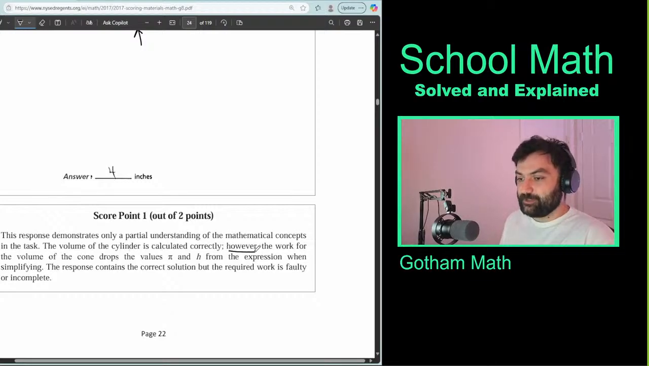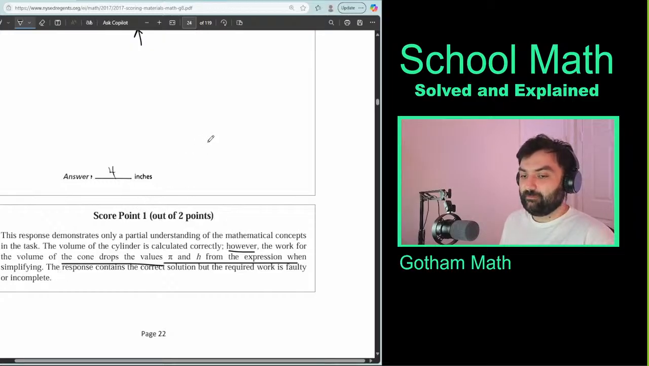However, okay, let's read the however. However, the work for the volume of the cone drops the values pi and h from the expression when simplifying. The response contains a... So what?